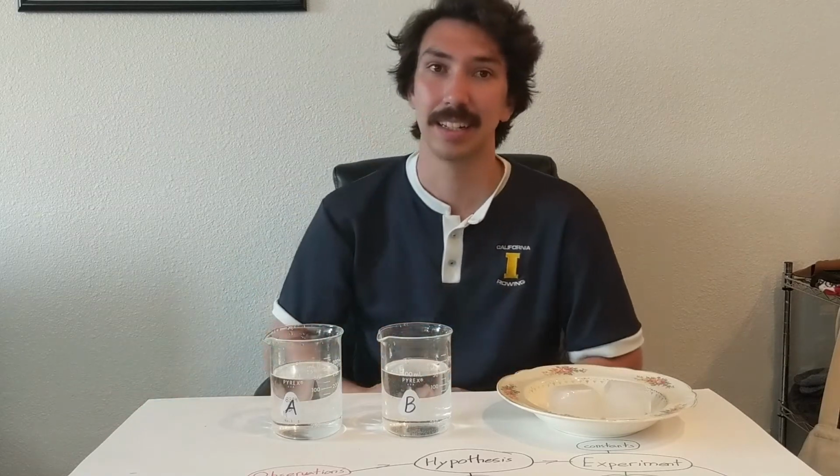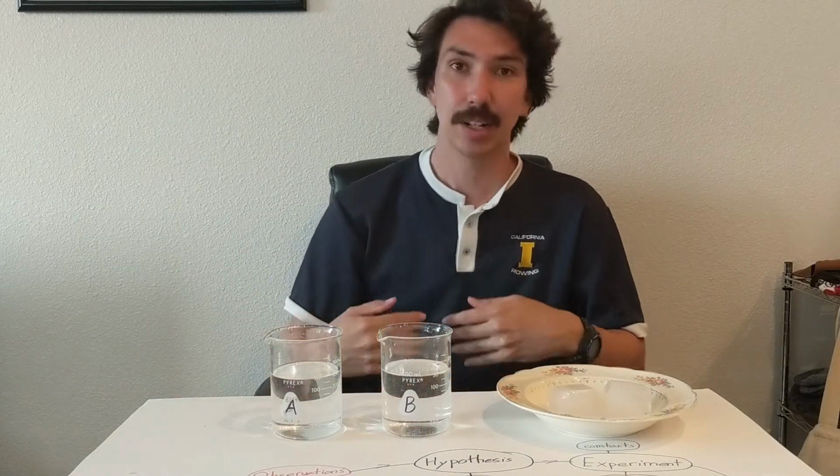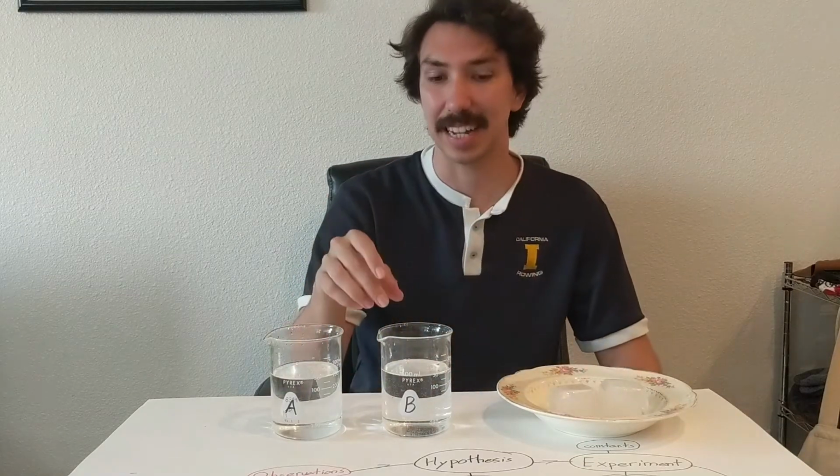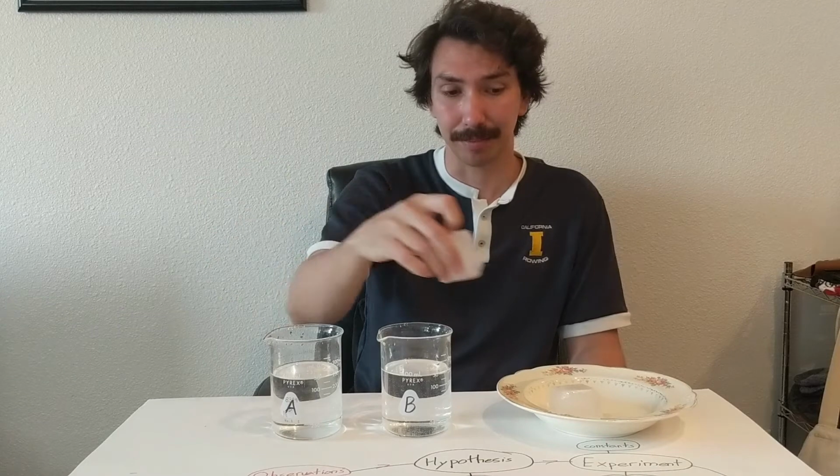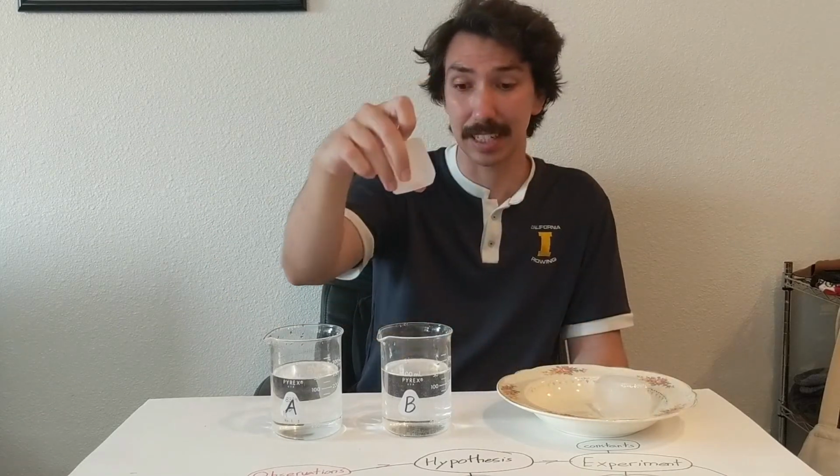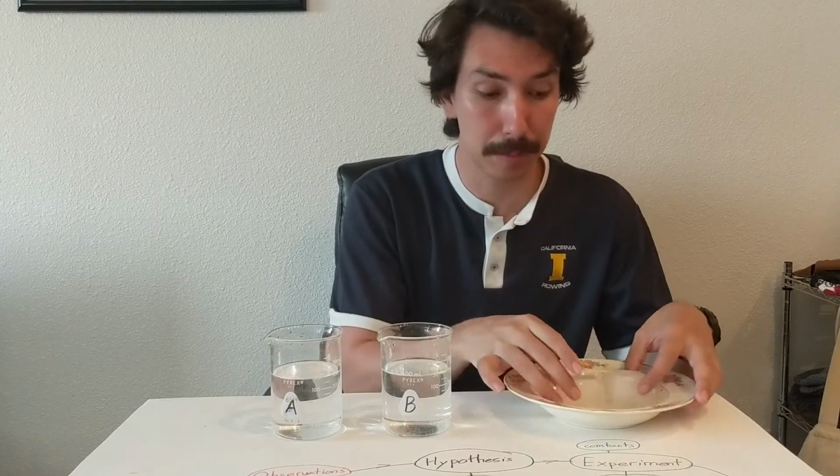In this class we use an if, then, because format to write our hypothesis. So I'm going to help you start off your hypothesis. All of them will start the same because we are doing the same exact test. So it'll be: if I drop an ice cube in beaker A, and I drop a very similar ice cube in beaker B, then I expect blank to happen because, and then just state your reason why, and that'll be your hypothesis. So you can pause this video, write your hypothesis, and then I'll start our experiment.